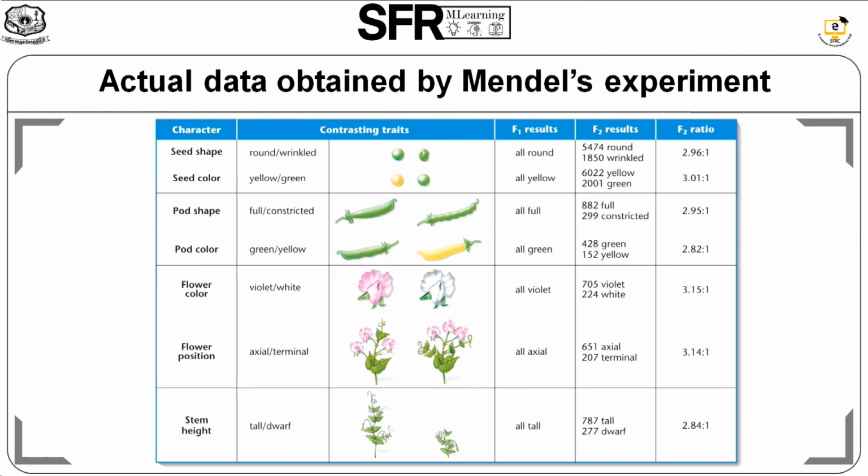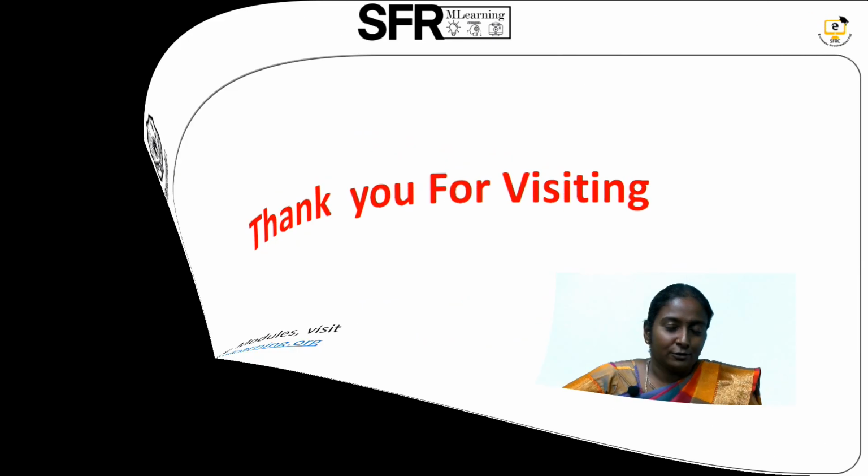You can see all the different characters, all the 7 characters were studied by Mendel, and in each character in the F1 generation all the dominant characters were expressed, and in the F2 generation both the dominant and recessive characters were expressed in the ratio of 3:1. This is the experiment conducted by Mendel, and this is the reason for Mendel to select the pea plant for his experimental study.